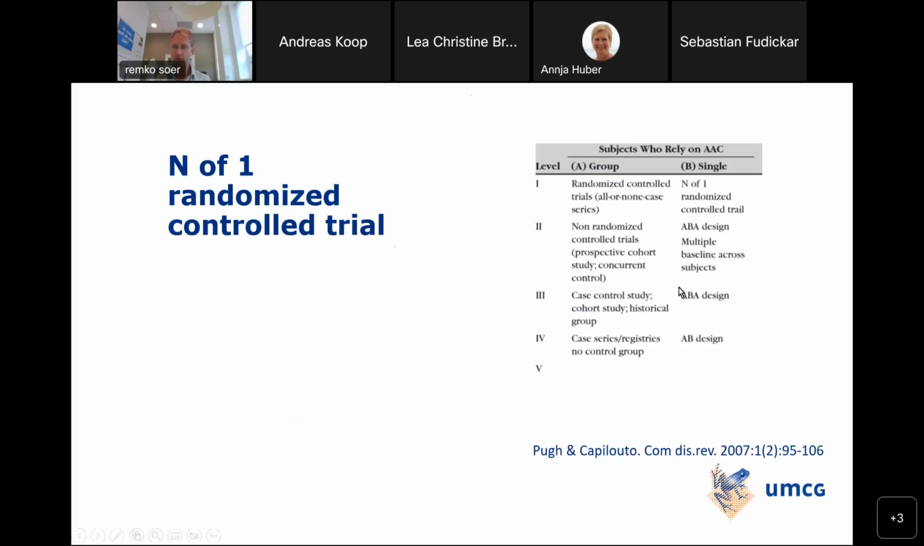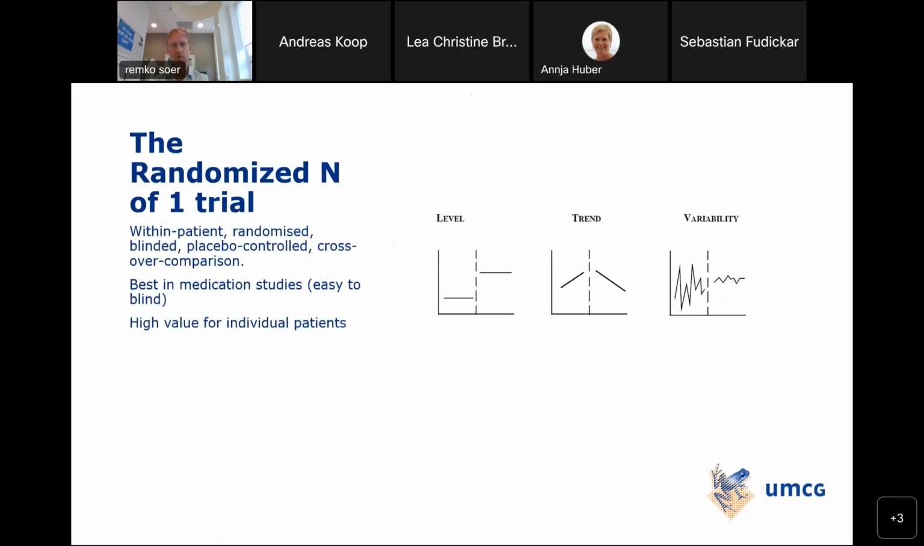So you'll have the different ABA designs, but really the randomization and also the blinding that you can do in an N of 1 randomized controlled trial is very important to get that level 1 evidence. So I hope that many more N of 1 trials will be published, because you don't see a lot of them in the literature as of yet, but they do gain popularity.